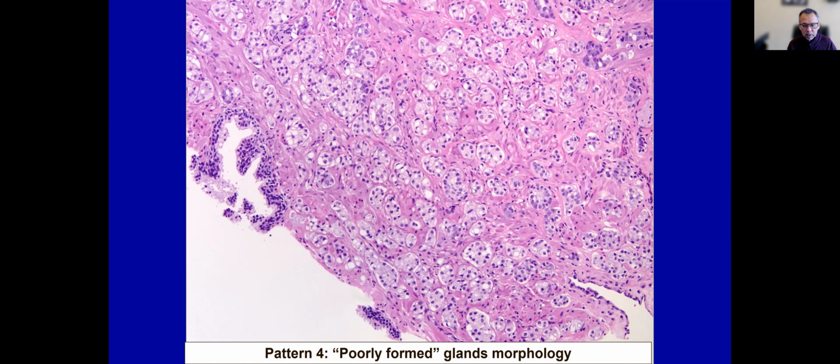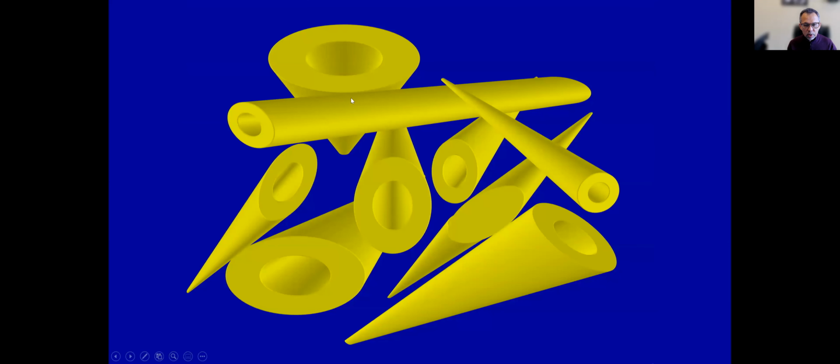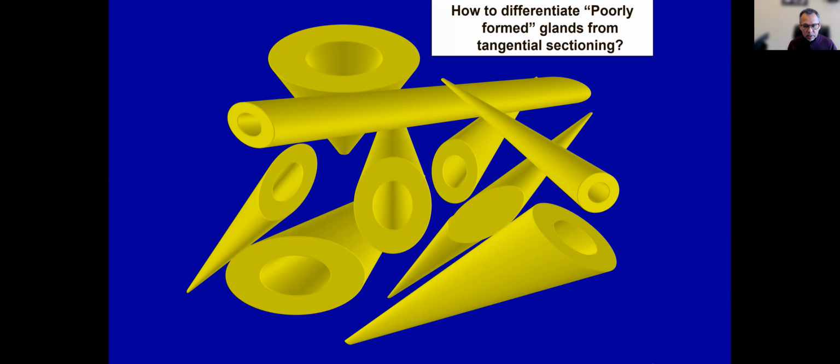So here is a nice example where you have numerous discrete poorly formed glands with no or barely recognized lumina. When you have this type of morphology, there is no disagreement that this is Gleason pattern 4, poorly formed gland pattern. But keep in mind that when you have cancer which is cut at various different levels, you are going to have some poorly formed glands within some of these glands. So that should not necessarily be interpreted as pattern 4 evidence.